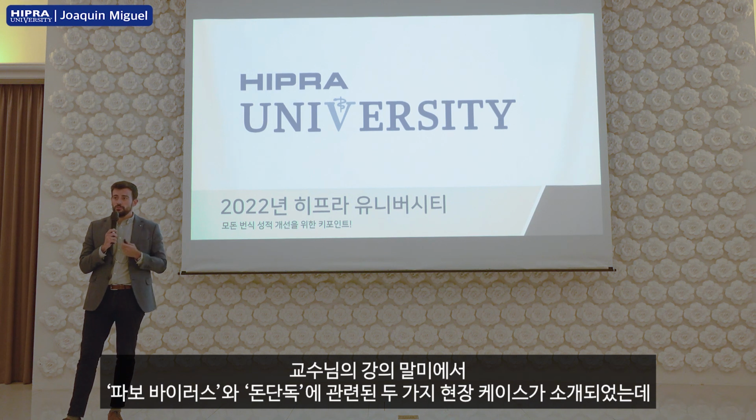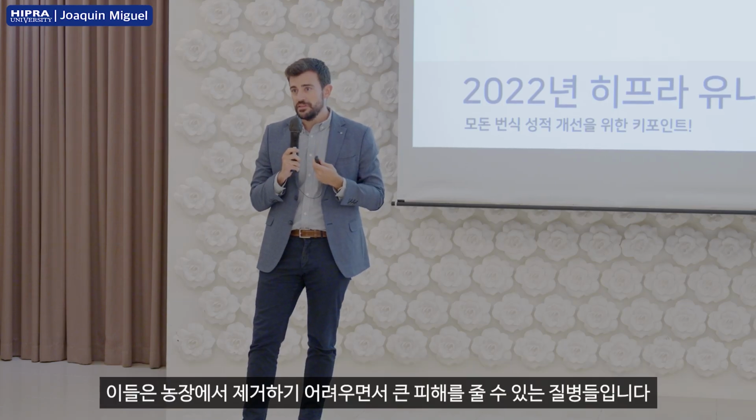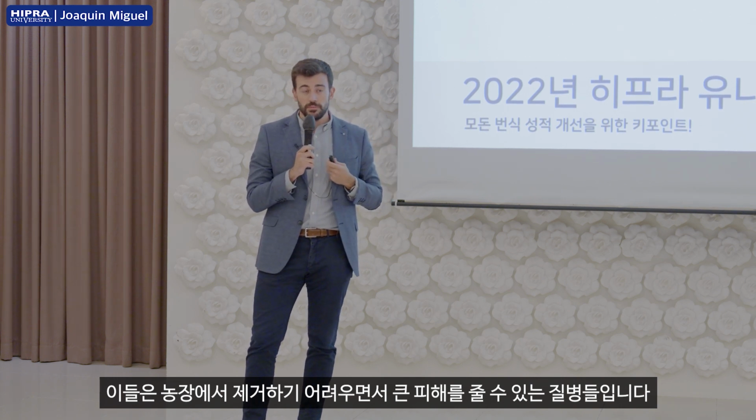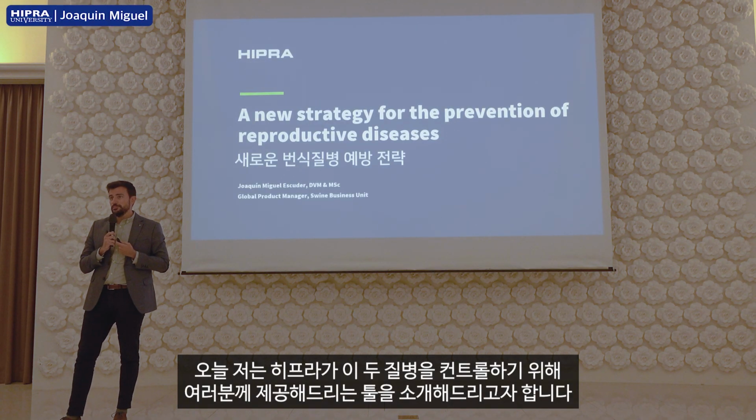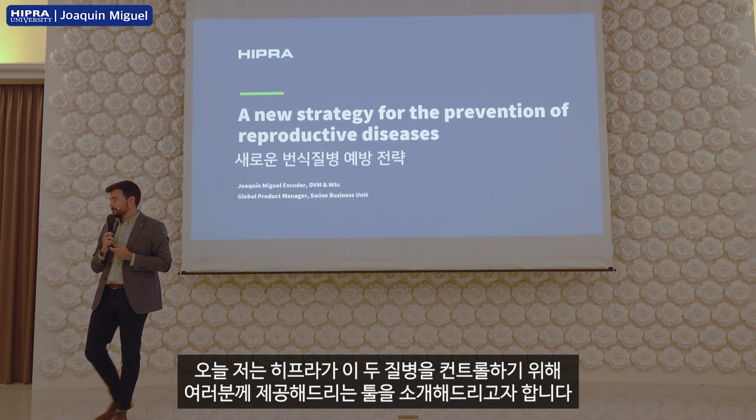With Antonio, we have reviewed very important facts, such as the puberty of the gilt, which factors we need to take into account and how to monitor it, and also the artificial insemination programs. He has finished with 2 clinical cases related with parvovirus and erysipelas, which are diseases that have a high impact that we can be aware of in our farms. Now I'm going to present the tool that Hipra offers to control these 2 diseases.